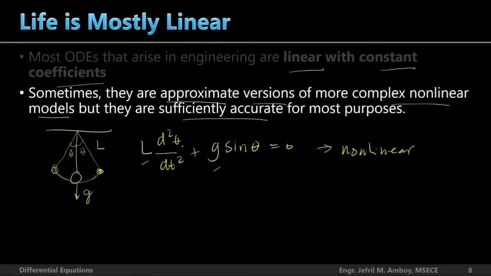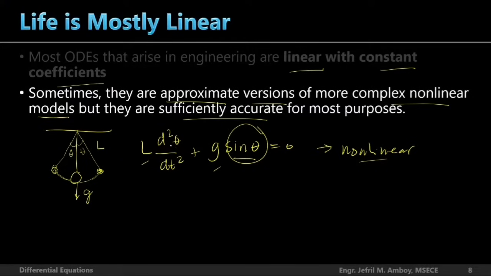So remember, here the dependent variable is theta. And we have the term sine theta. And this is the reason why the equation became nonlinear, because sine theta is a nonlinear function of the dependent variable theta. Okay? However, may workaround dito para siya ay maging linear.